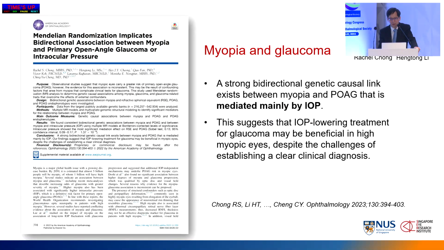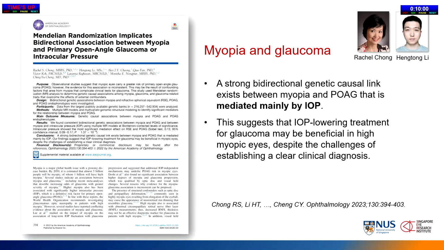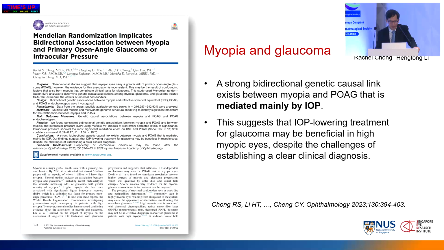So basically, this suggests that even if we are not sure whether a myopia patient has glaucoma or not, no matter whether they are a glaucoma suspect or not, if we provide them with IOP-lowering medication long term, it can still reduce the risk of open-angle glaucoma. And this is all I have. Thank you very much.